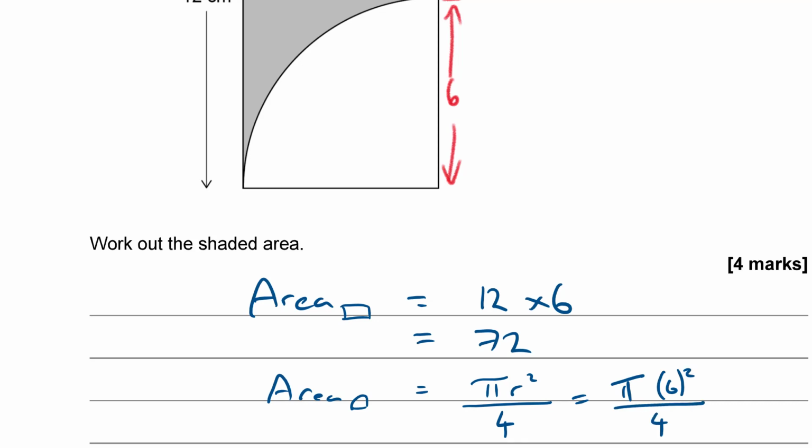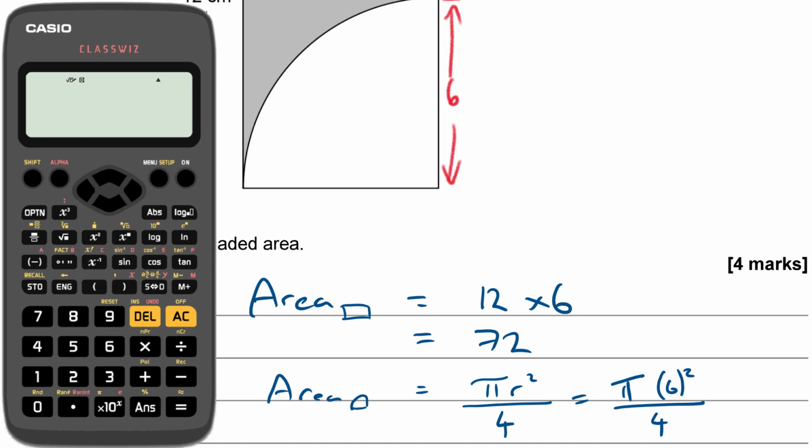So I'm just going to type that just as it is into the calculator. So I'm going to type in pi times 6 squared. Just take care when you're dividing by 4. You don't want to divide 6 squared by 4, you want to divide the whole thing. So if you subtotal 36 pi and then divide by 4, we'll get a quarter of pi, which is 9 pi.